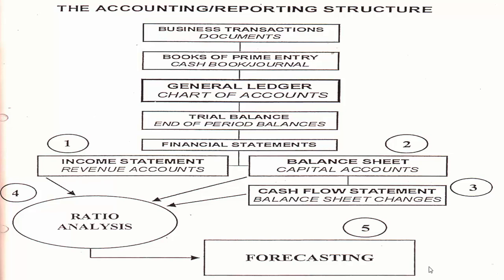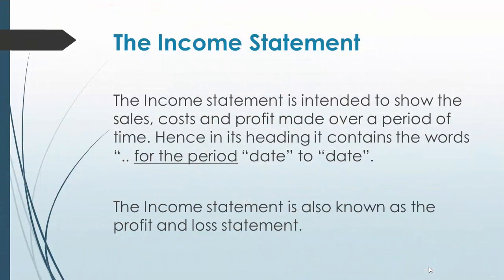But let's get into the nuts and bolts of the income statement. The income statement is intended to show the sales, the costs, and the profit made over a period of time. Therefore it always has the words "for the period", or from one date to another date. Your income statement shows you a flow over time. On the other hand, your balance sheet will always be the balance as at or on a particular date. But your income statement is, what did we make over the last week, month, year?